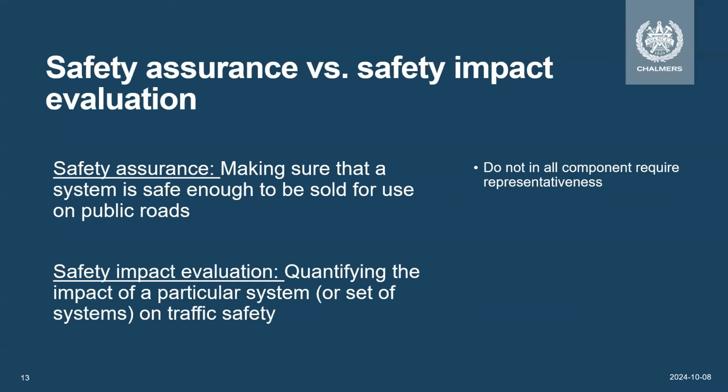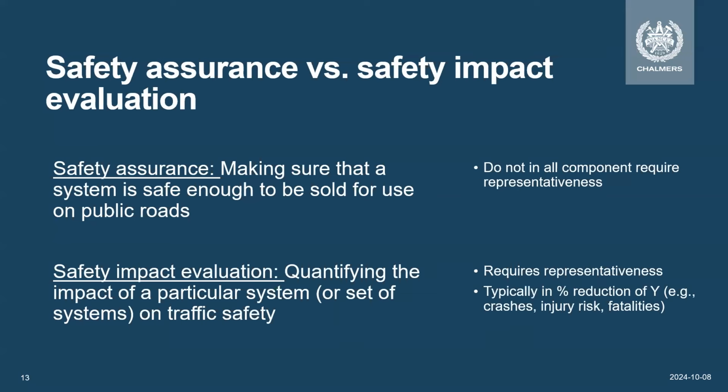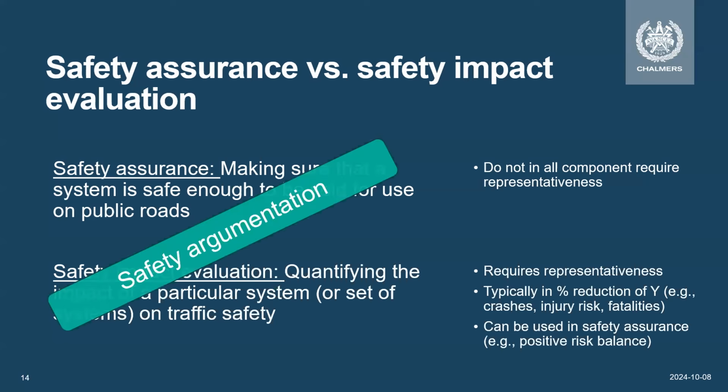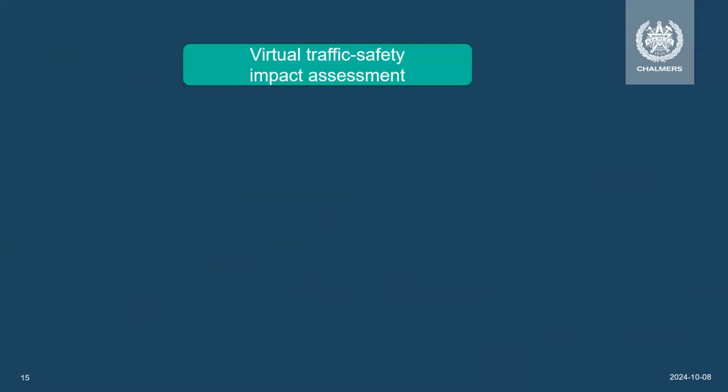But if you're looking at safety impact evaluation as per my definition, that requires representativeness. So you want to quantify the impact of a particular system, such as infrastructure or in-vehicle system, then it's about representativeness. You need to be able to show that it's representative in the world. This is then typically a reduction of number of crashes, injuries, fatalities, or something. And this can, of course, also be used in the safety assurance, but then it could be, for example, the positive risk balance, to be able to show, in relation to some benchmark, where do you stand? And all of this can be used for safety argumentation when you're arguing for, for example, releasing an automated driving vehicle on the road. The actual safety impact assessment, if you're talking about virtually now, we have baseline treatments.